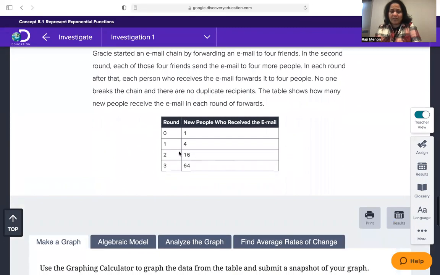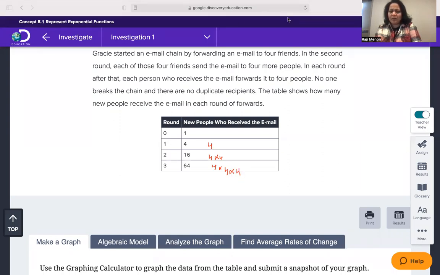So one person sends to 4 people, then those 4 people each send to 4 other people. That's why 4 times 4 is 16. So you're getting that 16 like that. This is like 4, then this is like 4 times 4. The next one you get by 4 times 4 times 4. You can keep on going like that, as this increases.